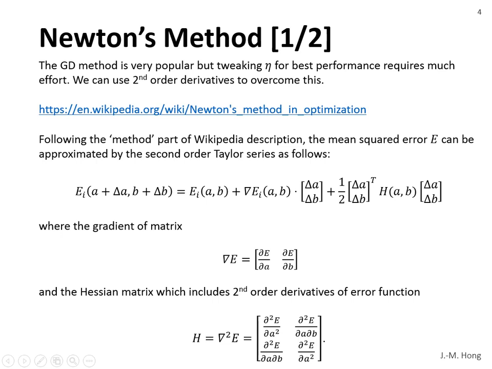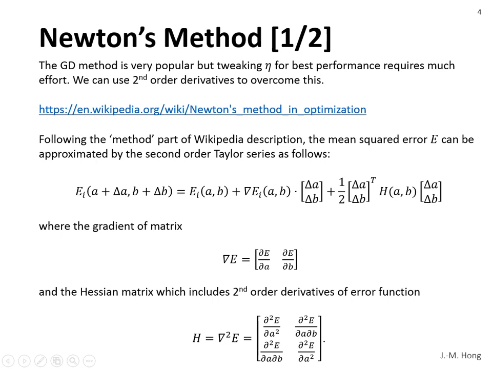the gradient of E, which is a matrix: round E over round A, round E over round B, times the column matrix of delta A and delta B, plus 1/2 delta A, delta B times one more matrix H times delta A, delta B. So this is the second-order Taylor series approximation of your error function to find good variables A and B. Okay, and we introduced a Hessian function, which includes second-order derivatives of the error function.